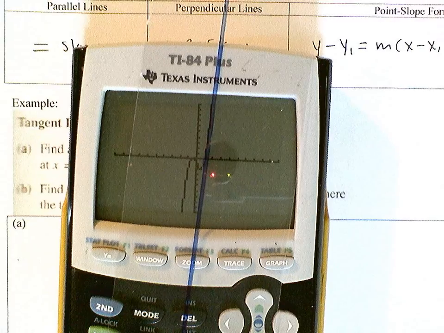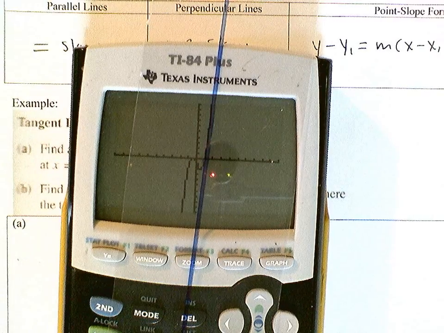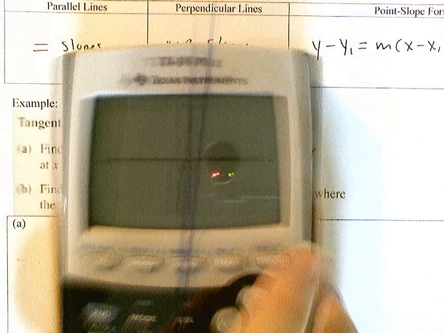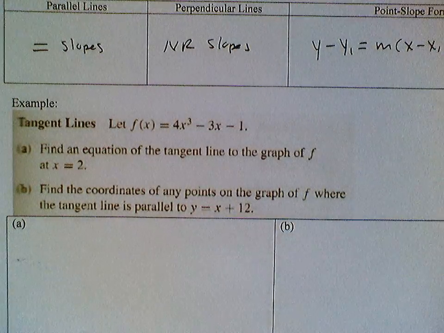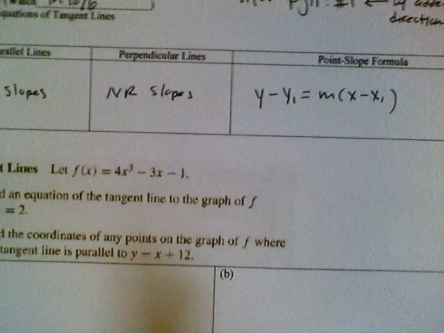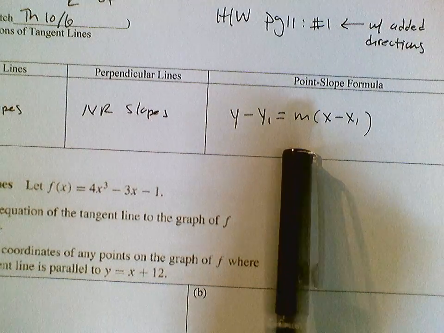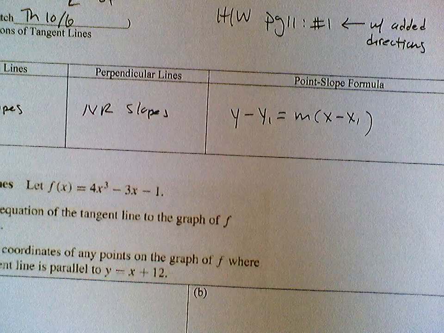It's the point that is shared by the tangent line and the graph. It's the point where the tangent line touches the graph. All right, so now back into the problem. If I just know the slope of this tangent line and one point on it, then I can use this formula to write its equation.